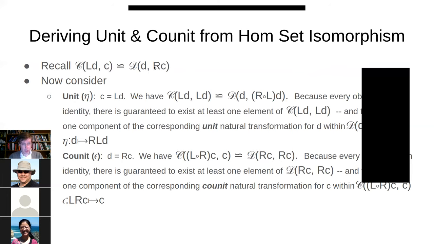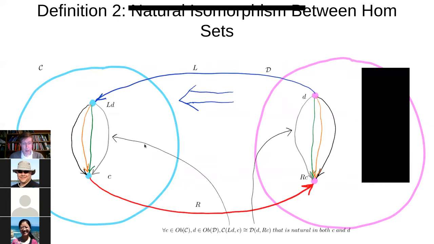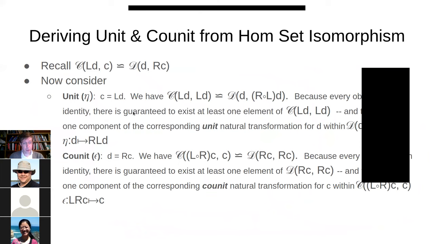So if this is true for any C, we'll plug in C equals LD. After all, we could choose what C we want, and we could choose a C that is the same as LD. Sure. Okay, fine. And then we have this on the left and we have this on the right. All I've done is plug in LD for C here, and I changed the parens just to emphasize this, but it doesn't matter.